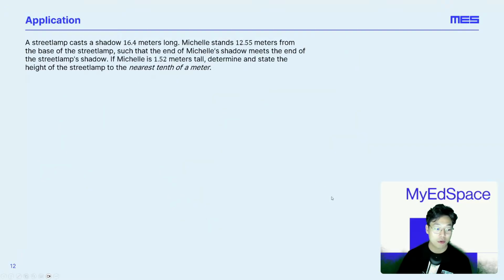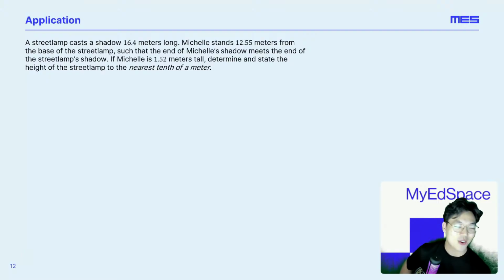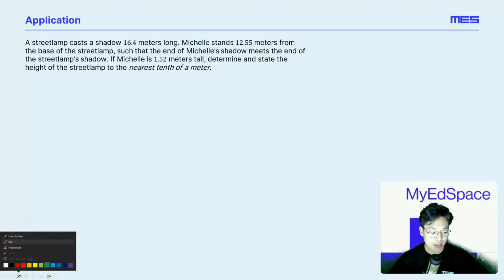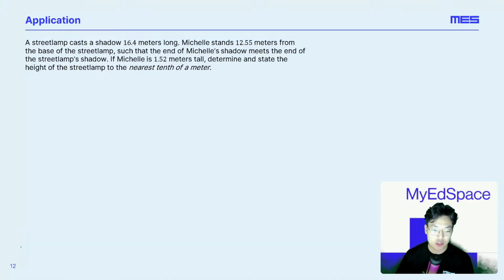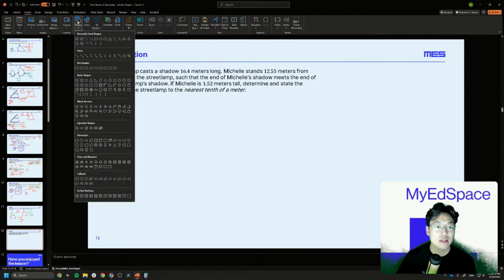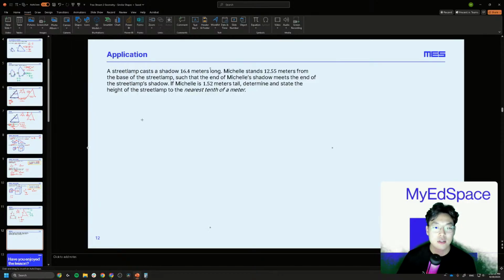Our last problem for today, and look at that, we're already 40 minutes in. Of course. A street lamp casts a shadow 16.4 meters long. Okay, let's check this out. And I'm actually going to exit out so that I can draw better lines here. I'm going to insert a line. So we have a street lamp. Let's say this is our street lamp.